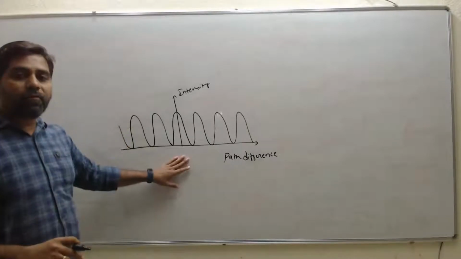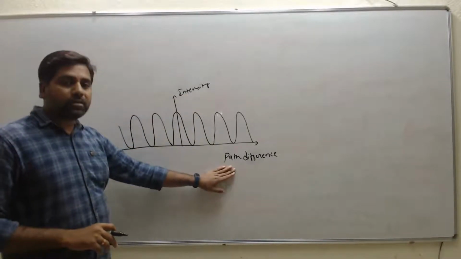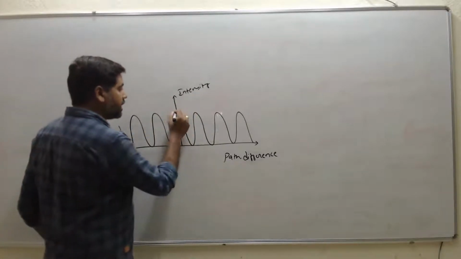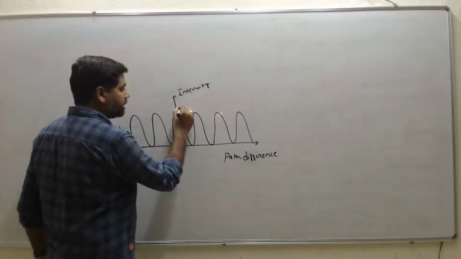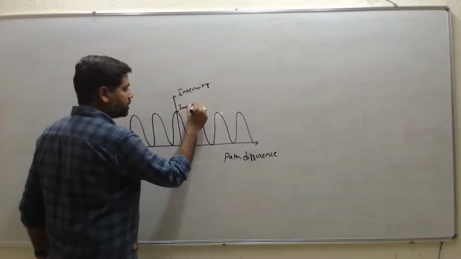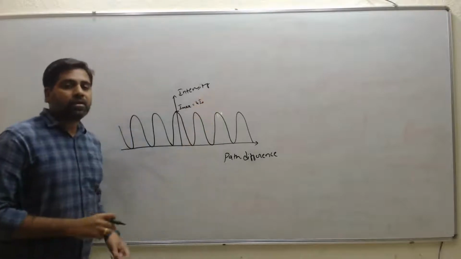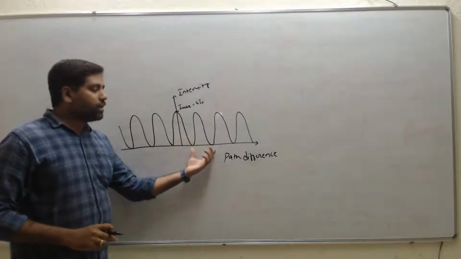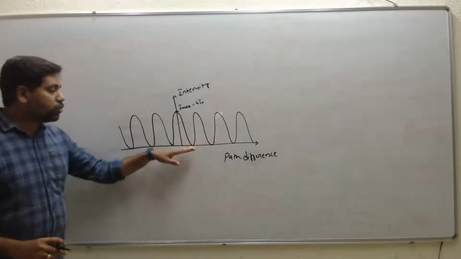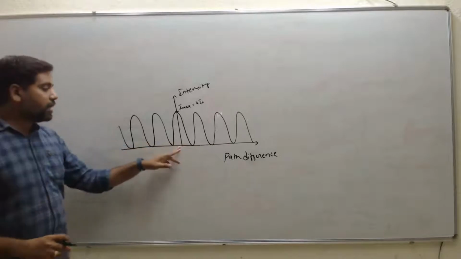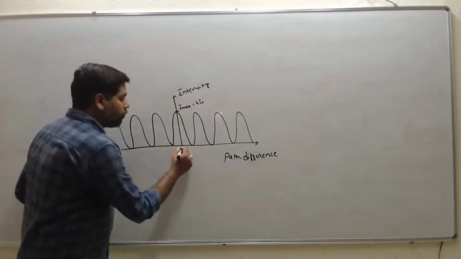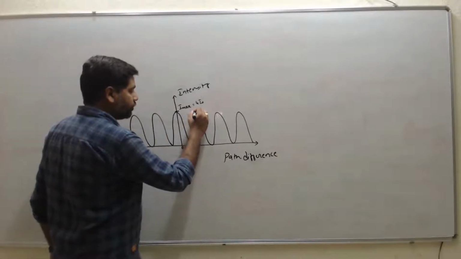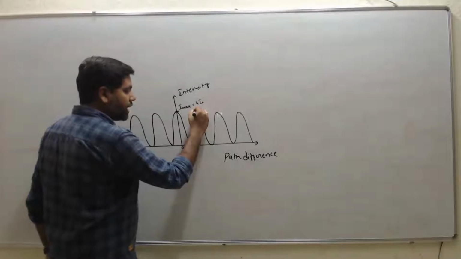So this is the graph for intensity versus path difference, with intensity along the y-axis and path difference along the x-axis. Here we get the maximum intensity, that is I maximum, equal to 4 I naught. This is at 0, because at 0 the path difference is the same, S1P is equal to S2P, that is, at the center. Then we get the maximum intensity. The next maximum intensity is here.